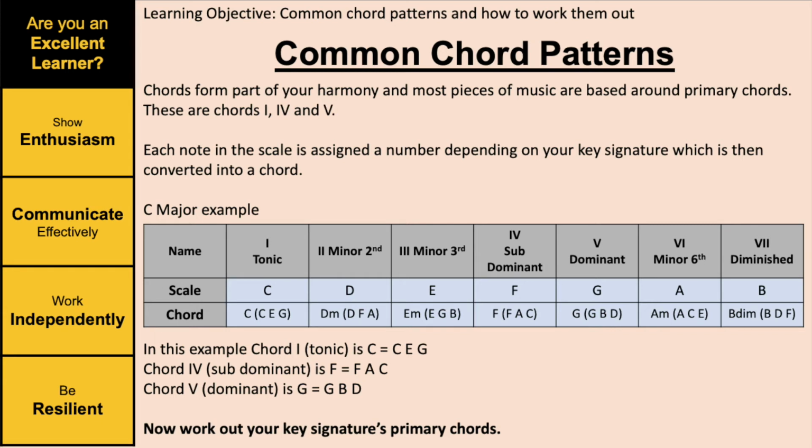So the 4th note in the scale is F, so we know that's an F chord, and in an F chord we've got the notes F, A and C. And finally, the 5th note in the scale is G, so that's going to be a G chord, and the notes in that chord are G, B and D.